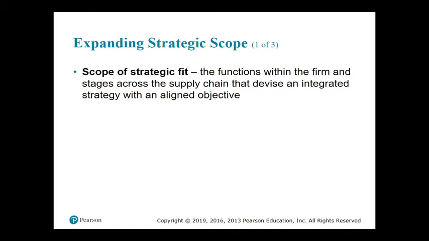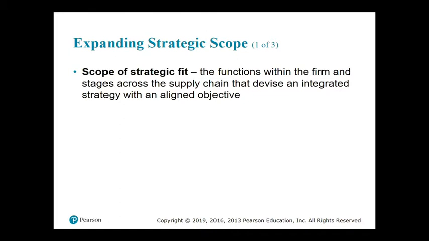Okay, so we talked about strategic fit. Basically, we want to match uncertainty with responsiveness level. And in a supply chain, there is also consideration of where the strategic fit applies to. For different levels of strategic fit, this would apply to a different set of players in a supply chain.